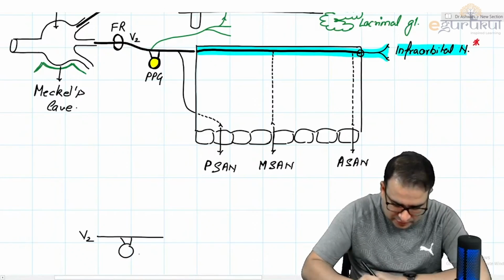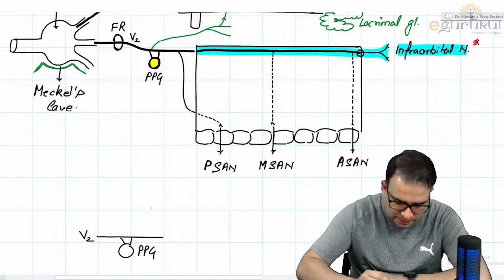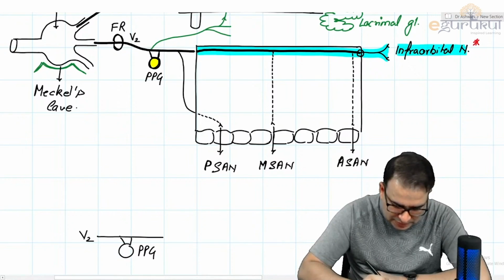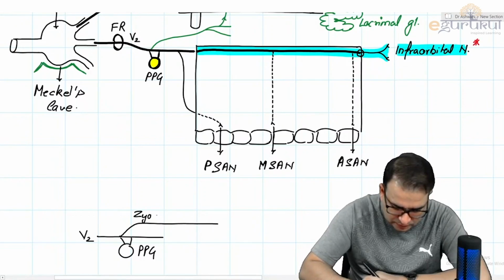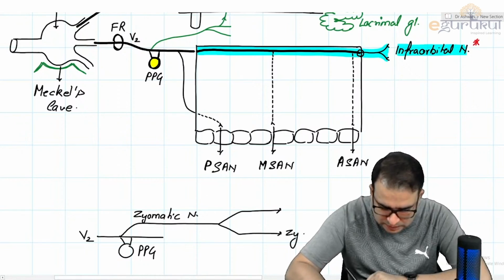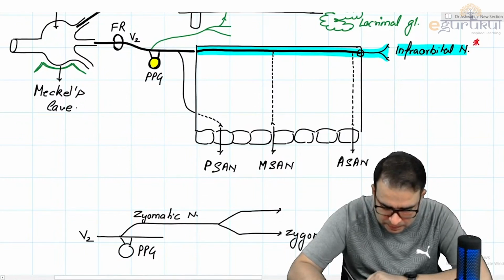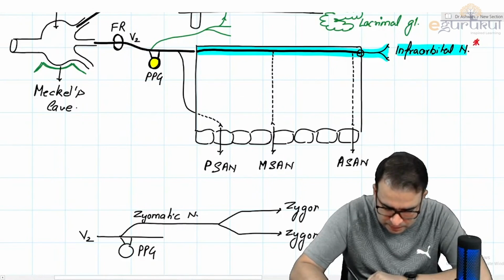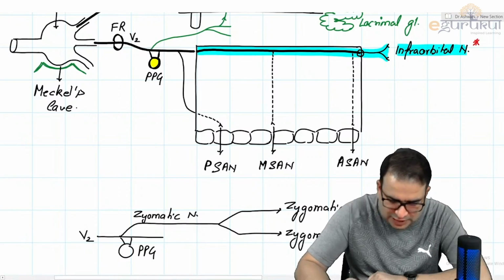So that is the maxillary nerve. This is the pterygopalatal ganglion. We said from the maxillary nerve, a branch will come out that is called the zygomatic nerve. But the zygomatic nerve divides into two branches: zygomaticofacial and zygomaticotemporal. That is the zygomaticofacial nerve, and the zygomaticotemporal nerve, right? Zygomaticofacial, zygomaticotemporal.